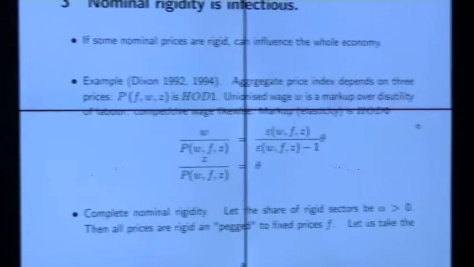So I'm just going to do a little bit of theory now, not too much, don't worry. I just want to show that if nominal prices are rigid, or some nominal prices are rigid, these can influence the way the whole economy operates. And I'll give you an example. This is taken from some work I did. It was published in the early 1990s, but the original discussion paper versions were in the late 80s. And it's a very simple idea.